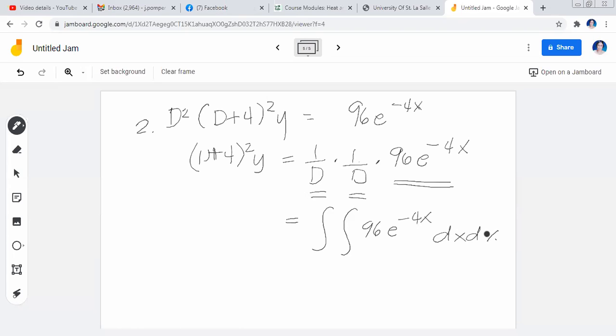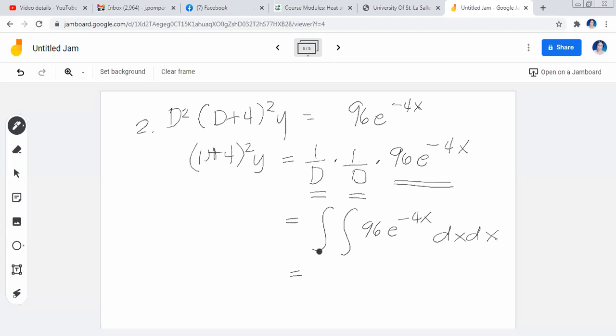So now you're learning something new. When you see the inverse operator, that means you are to integrate your given g of x depending on the number of inverse operators that you see, or depending on the number of 1 over d's that you see on the right side of your DE. Keep the left side for now as (d plus 4) squared y. We will keep it that way. So I will process this.